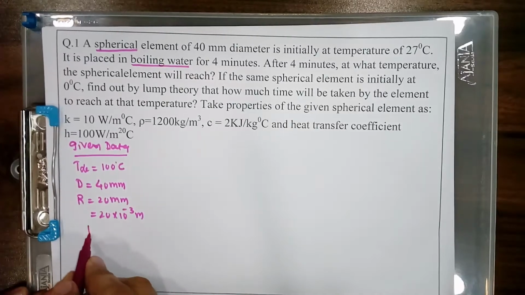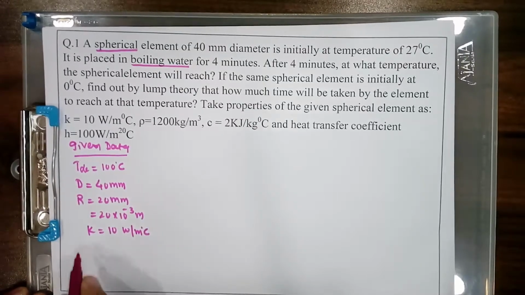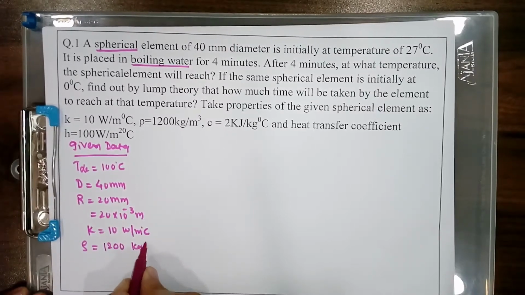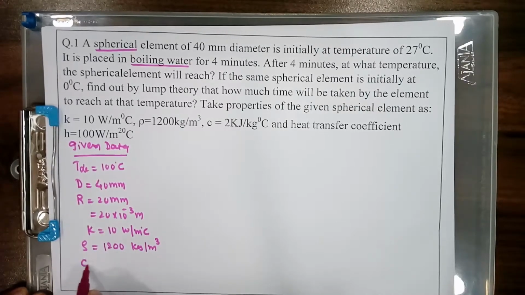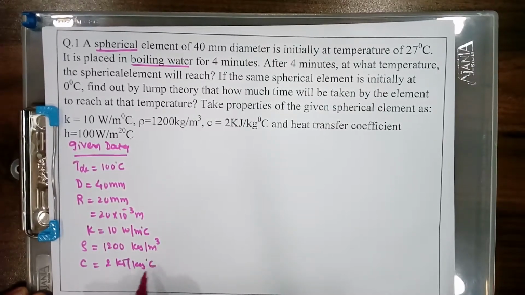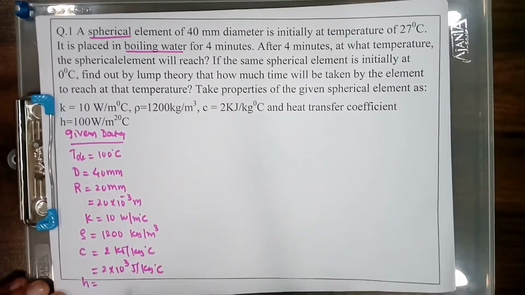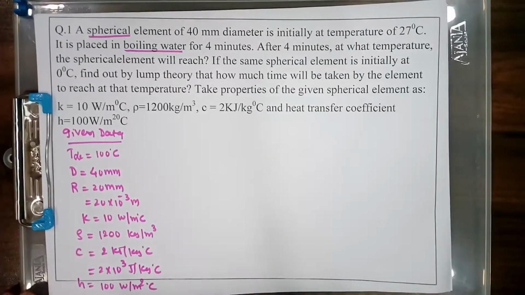Then the thermal conductivity of the material is given, that is 10 watt per meter degree centigrade. Density of the spherical element is given as 1200 kg per meter cube. Then the specific heat is given as 2 kilojoule per kg degree centigrade. So we need to convert it into joule per kg degree centigrade, and last is the convection heat transfer coefficient, that is h, 100 watt per meter square degree centigrade.